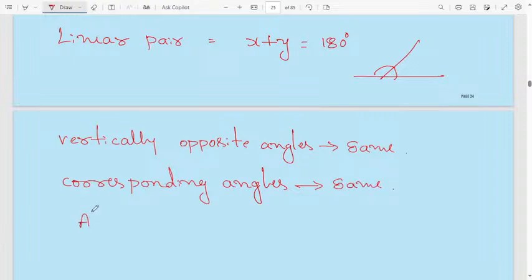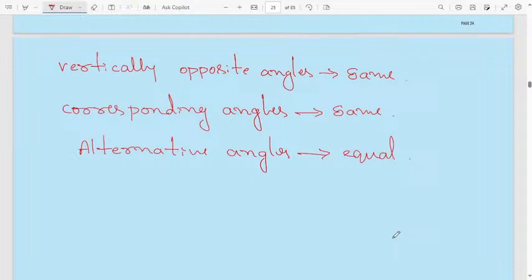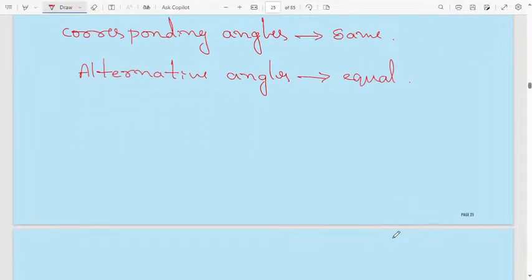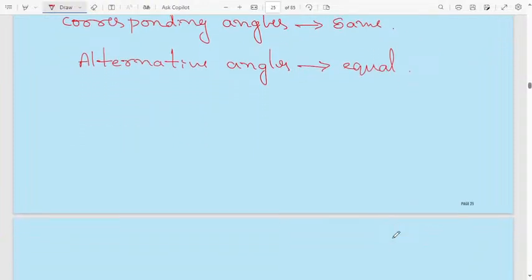Then alternate angles. Alternate angles are also equal or the same. Then the sum of interior angles is 180 degrees.